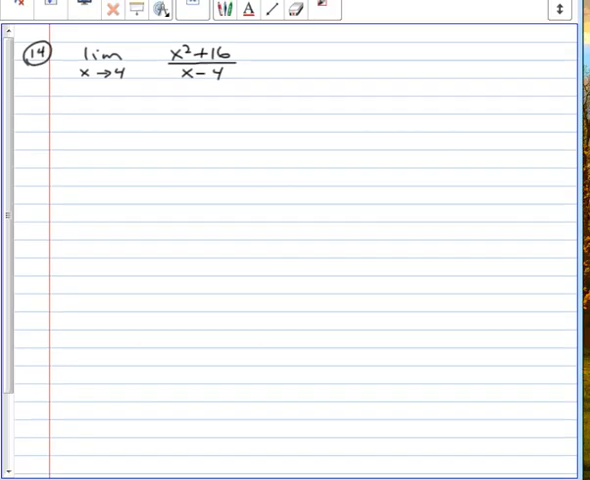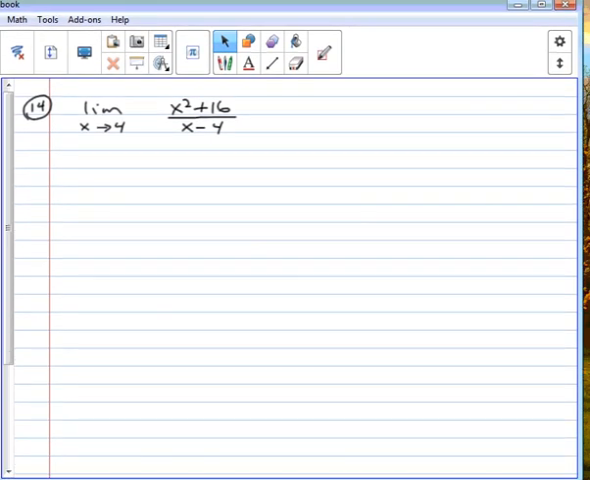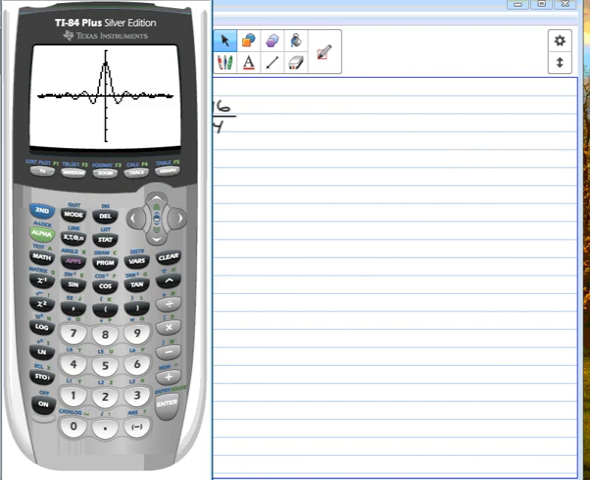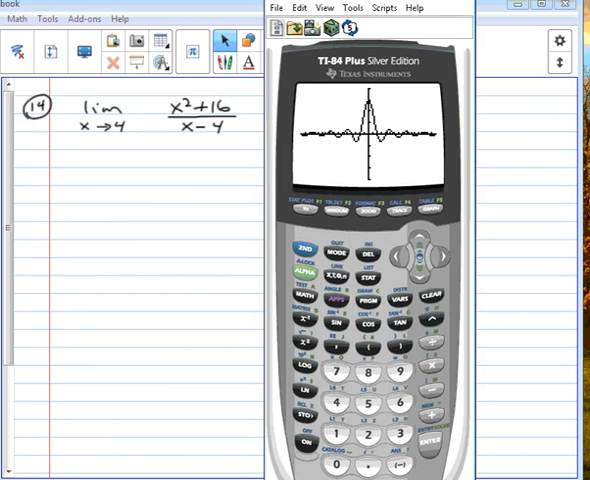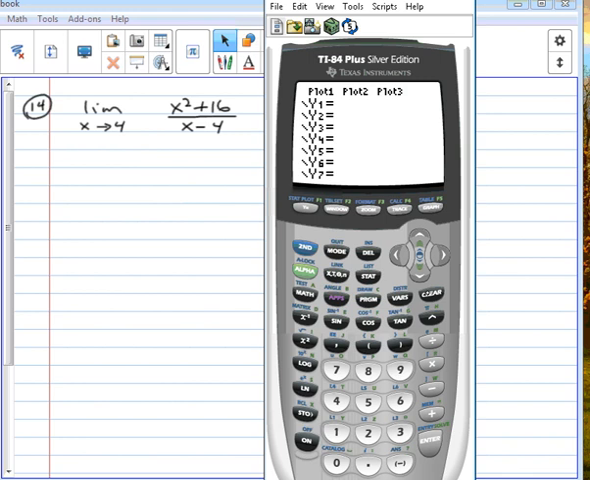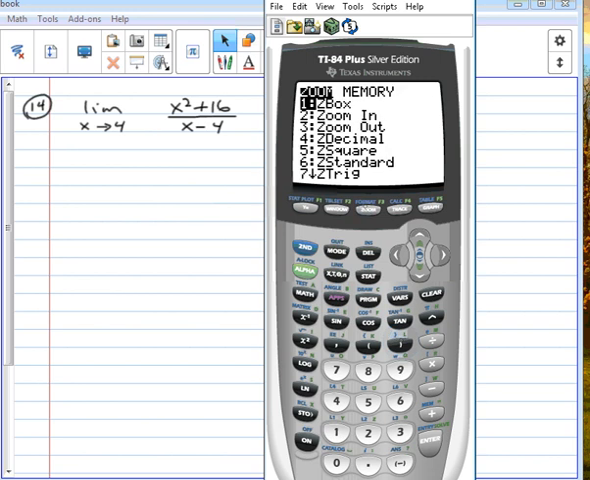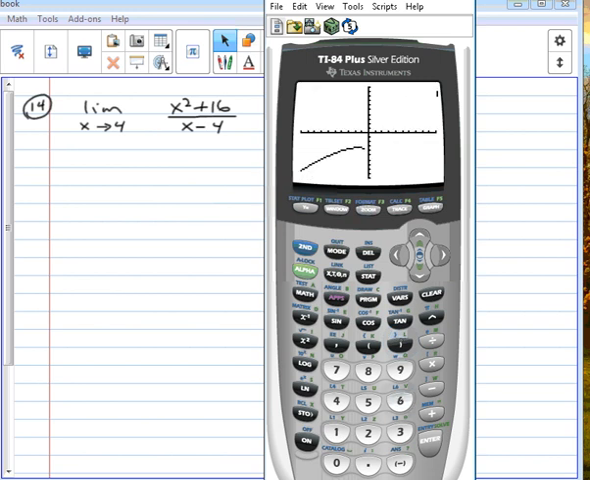So again, we are just going to look at a graph. Where did my graph calculator go? So y equals x squared plus 16 divided by x minus 4. We'll do a standard window, see if it shows up. Not very much of it showed up, did it?